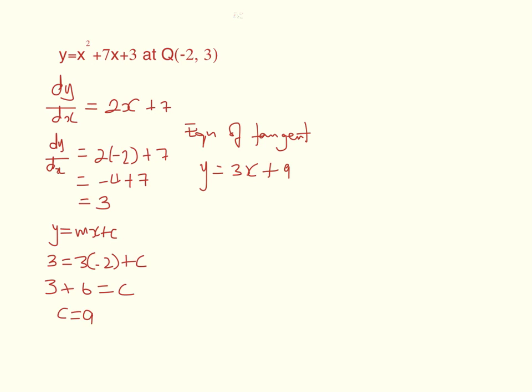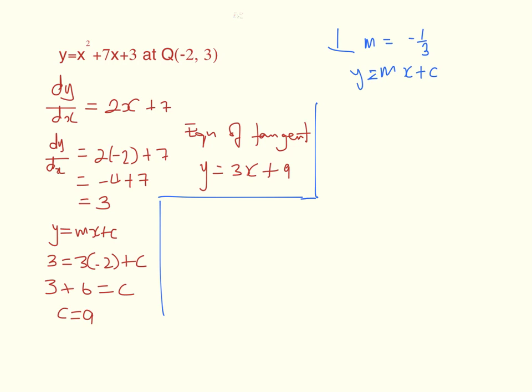Now for the equation of the normal. I'll keep that nice and separate. First I'll need my perpendicular gradient. What I do is I take the gradient of the tangent, reciprocate it and change the sign. That gives me minus a third there. The normal goes through that same point. So for my y equals mx plus c, all I need to do is substitute those values in.